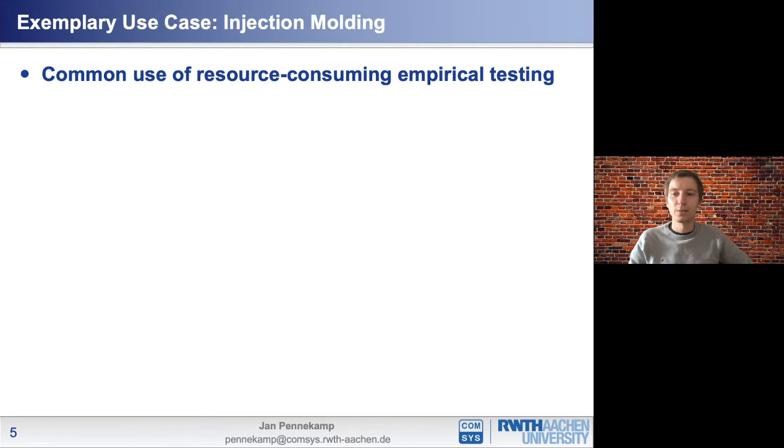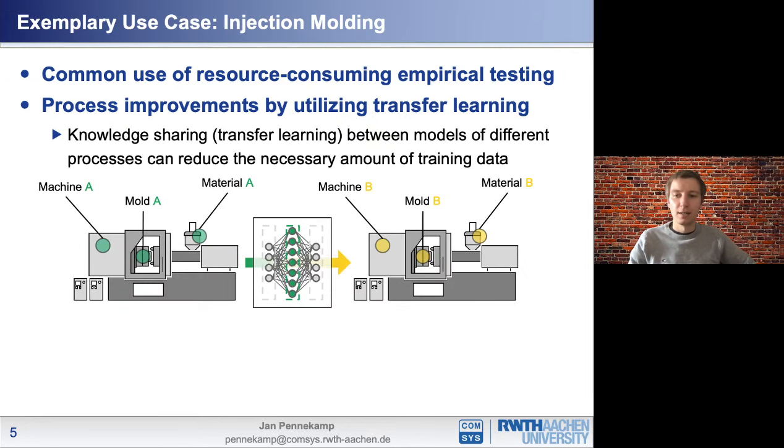Now, for this talk, we're going to consider a use case in the domain of injection molding, where the current best practice to set up new production lines is to use resource-consuming empirical testing. With resource-consuming, I mean time, material, and machines alike. And this process results in quite some waste because the machines are reconfigured and then a new batch is tested and so forth. Here, a lot of improvements are expected by utilizing transfer learning.